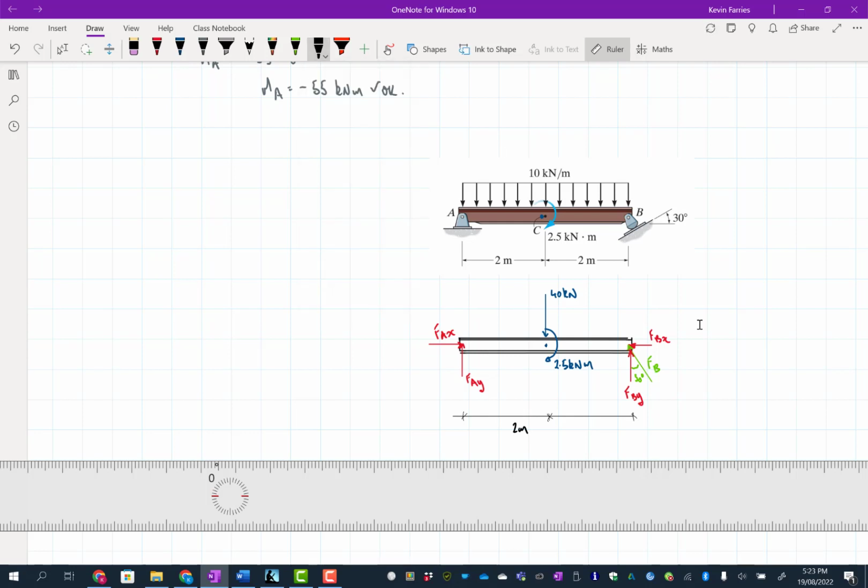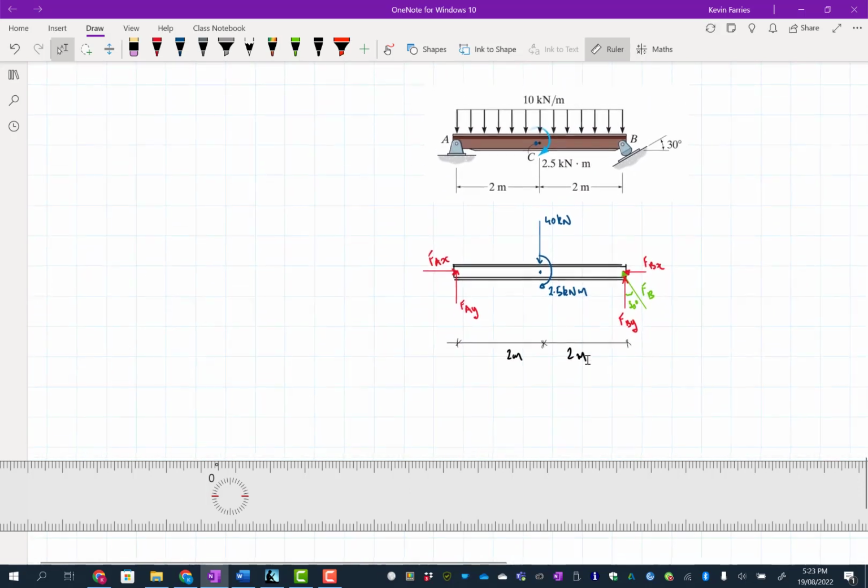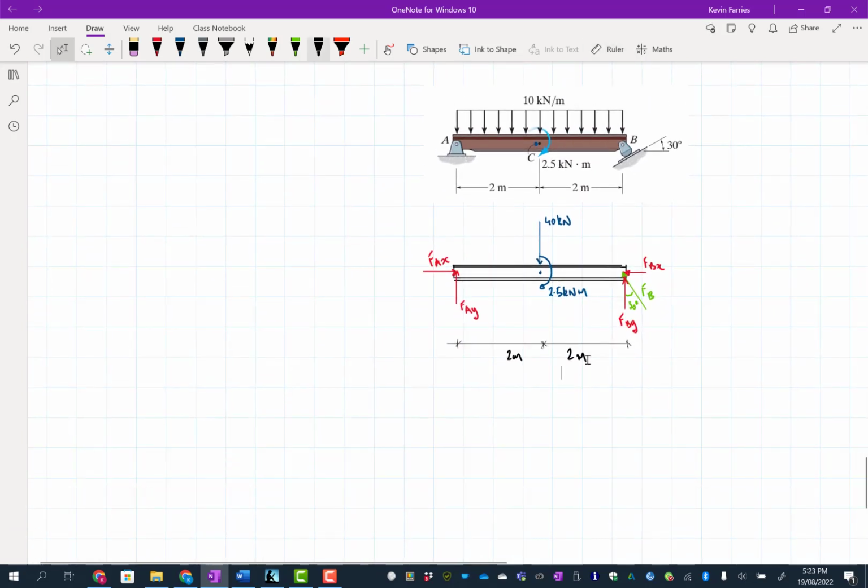Meters here, 2 meters there. Next, let's try and figure out what these are now. So it's the usual thing. For equilibrium, we must have the sum of the x components equal to 0, and therefore Fax must be equal to Fbx.